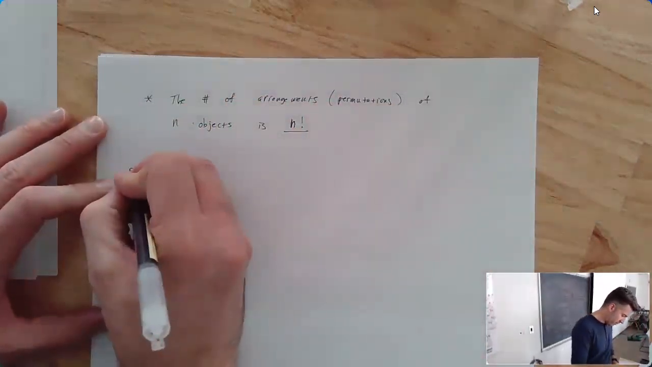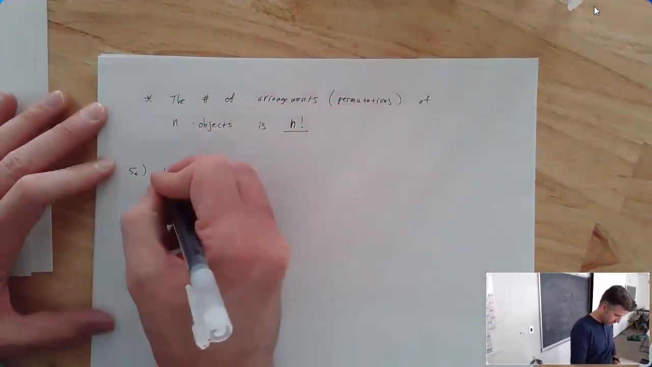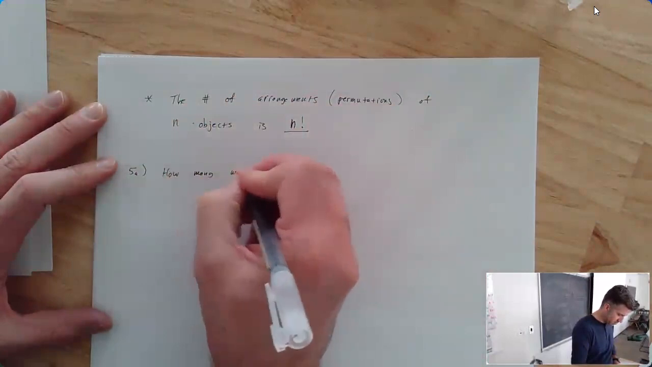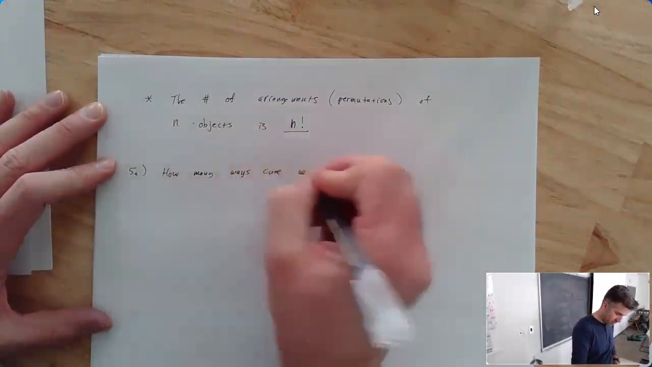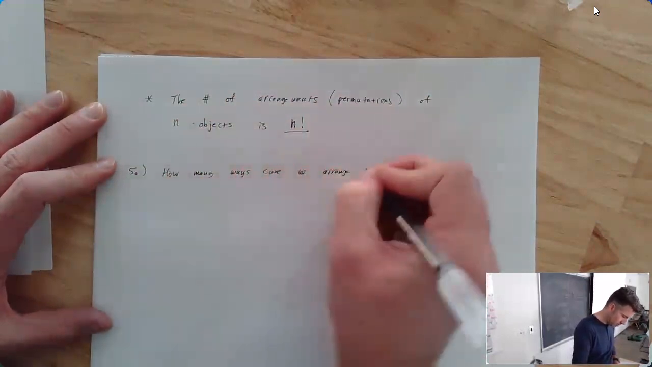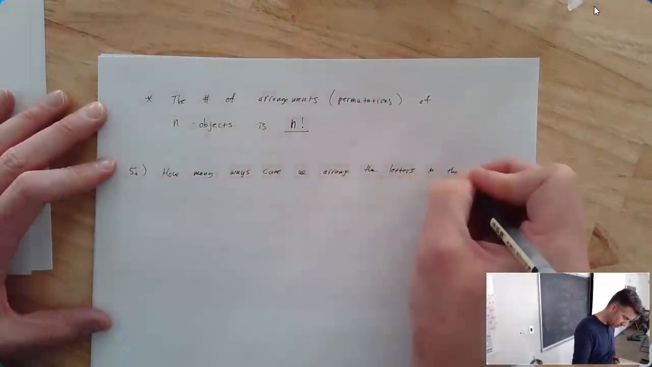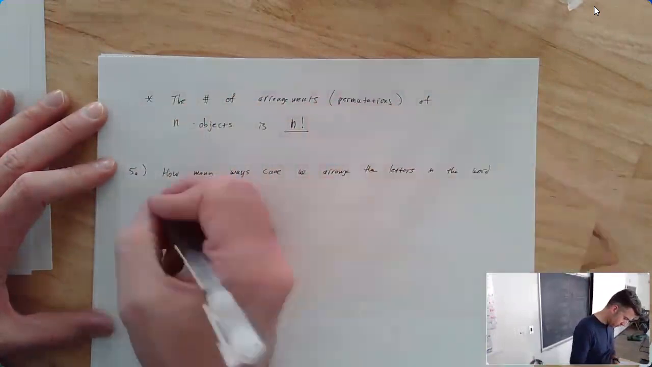So let's look at some more examples. How many ways can we arrange the letters in the word cats?